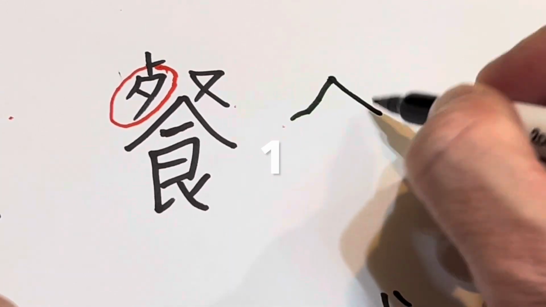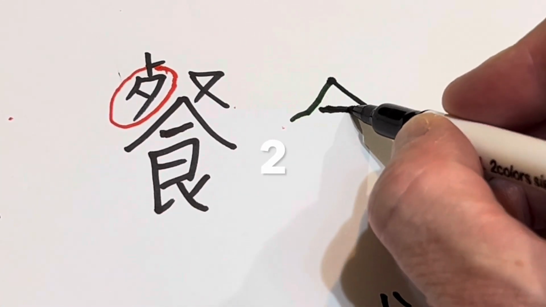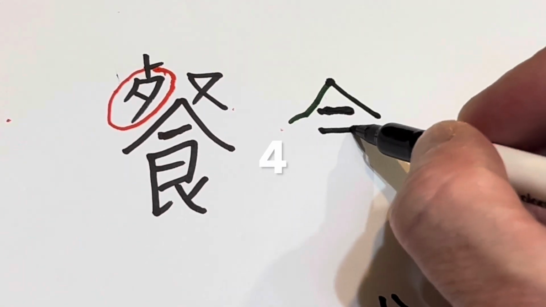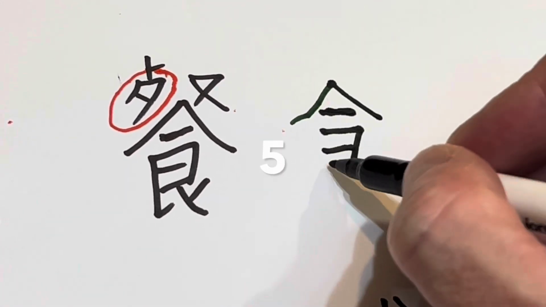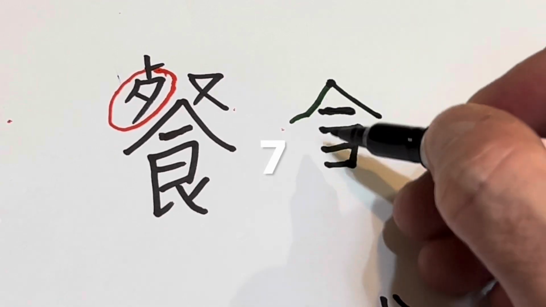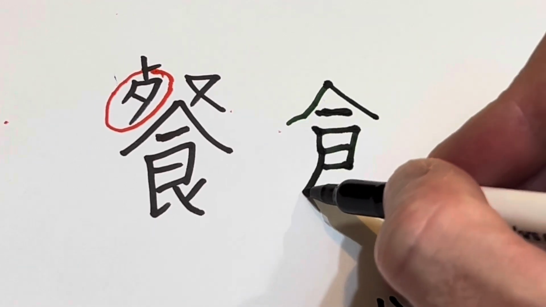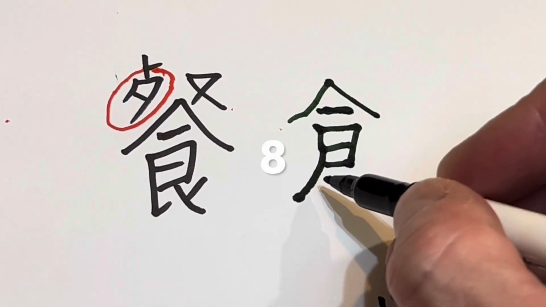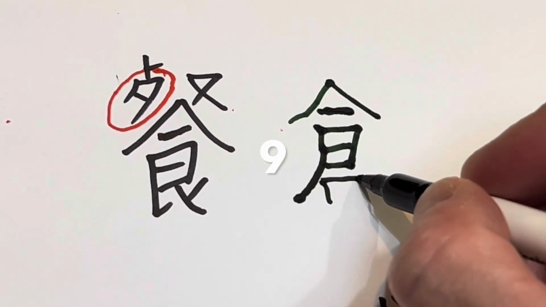Same roof, same line here. Maybe we can think of this as a rafter. Same line here, here, here. But here's where it's different. Instead of coming straight down with this stroke, we're gonna angle this off to the left. And then we have a kou, or mouth radical, right there.